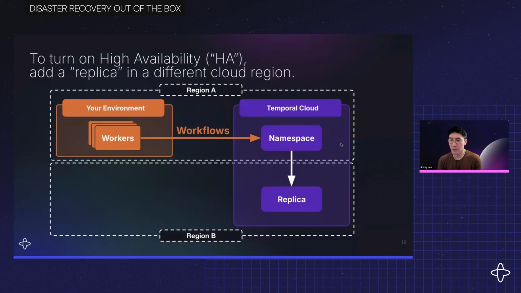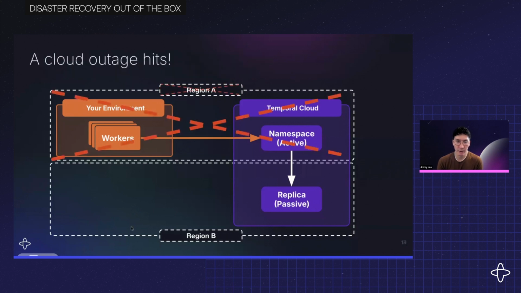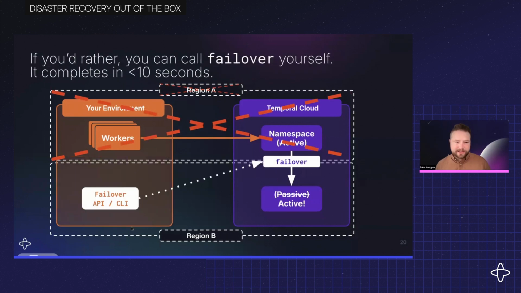Great. Next question: is there a way to trigger a manual failover from the CLI? And more importantly, I know in a previous cloud outage, I wasn't able to reach the Temporal web UI. Yeah. So yes, absolutely. You can fail over from the CLI. You can fail over from the REST API. Not only can you, but that is what we recommend for exactly the reason you mentioned.